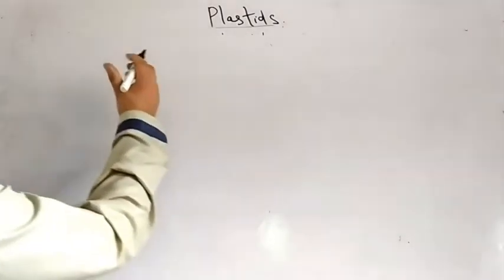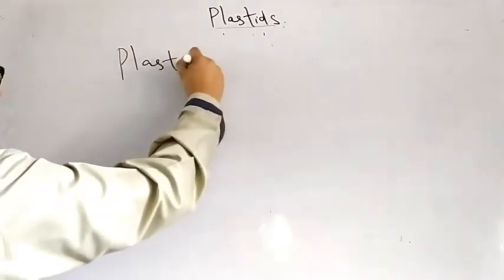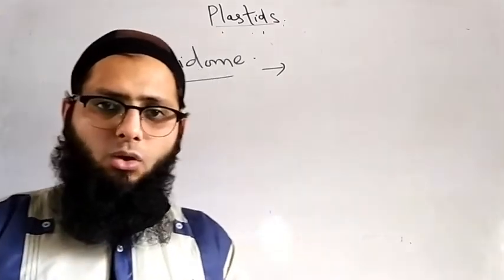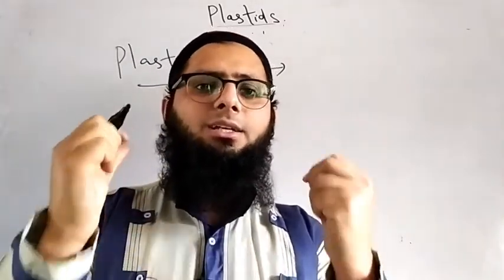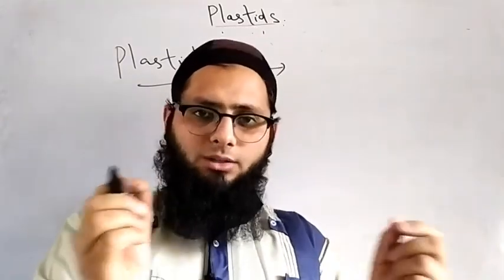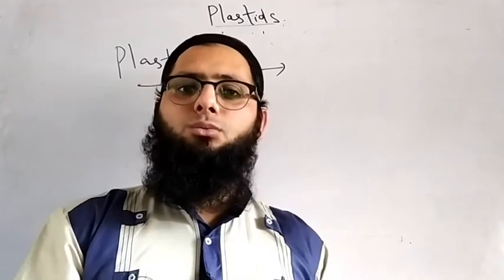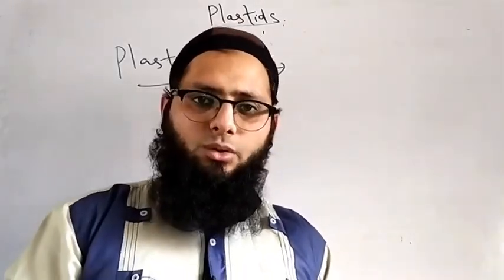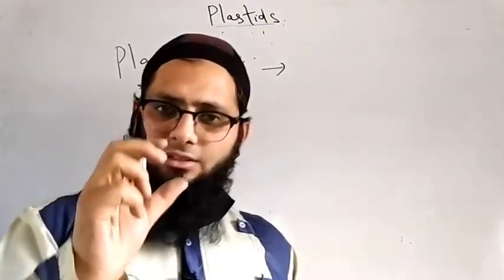Right now I will discuss one simple term with you, that's plastidome. Maybe sometimes you may be asked this term. Plastidome: there are many plastids present in a cell, and all the plastids of one cell together are called plastidome. It's a general term given to all the plastids present in one cell. Okay. In the next video, inshallah, we will discuss the chloroplast in detail.